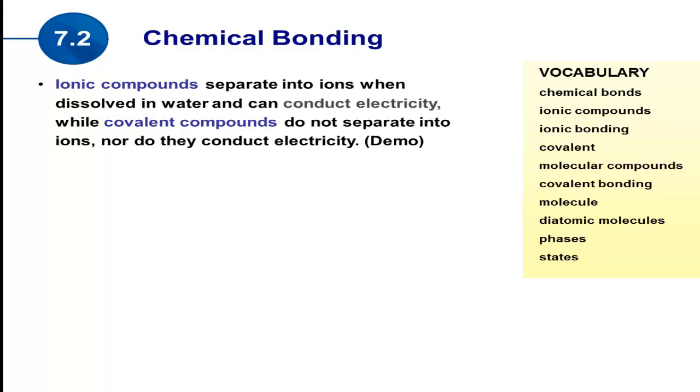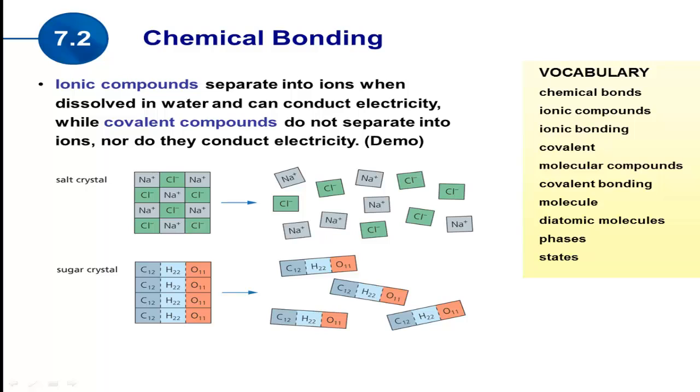So ionic compounds separate into ions when dissolved in water and can conduct electricity, while covalent compounds do not separate into ions, nor do they conduct electricity. And again, the reason is a salt crystal. Salt is an ionic compound, so it separates into positive and negative ions, which can actually move from positive to negative electrode and conduct electricity. Whereas a sugar crystal, which is an organic compound, C12H22O11, is just simply going to separate into the actual molecules. And the molecules are not charged, they're not going to conduct electricity.